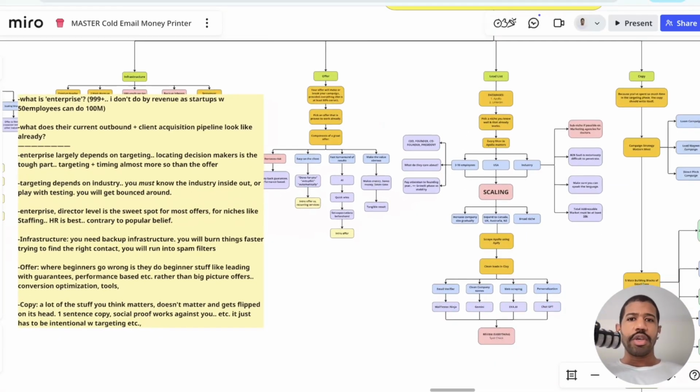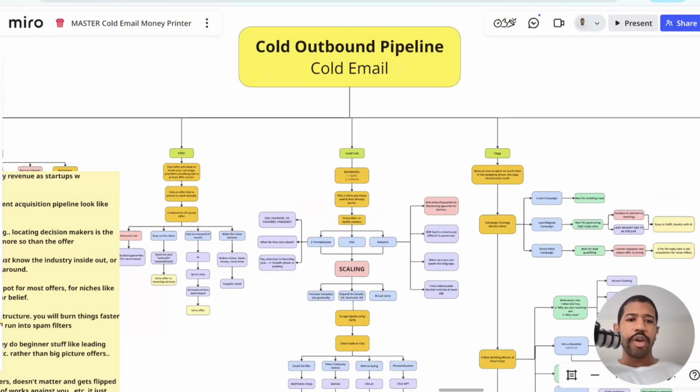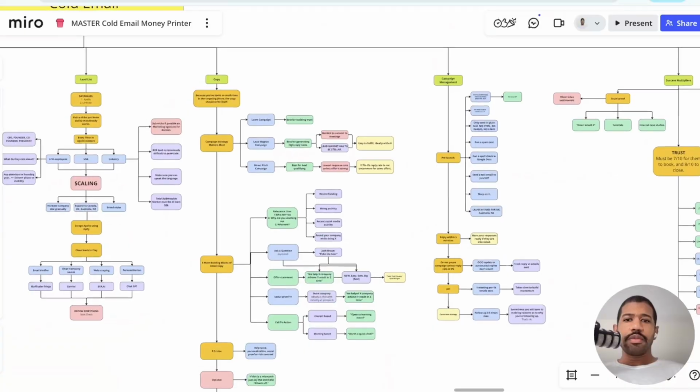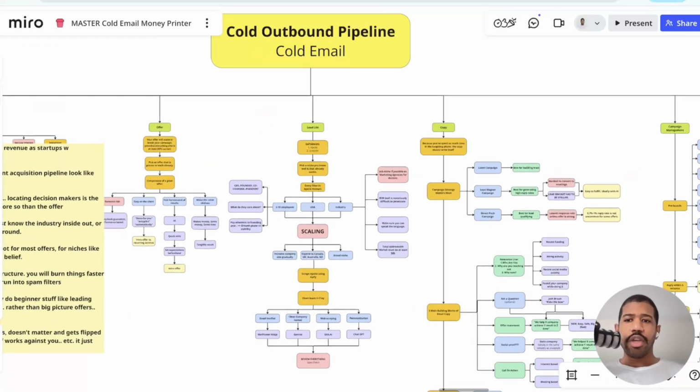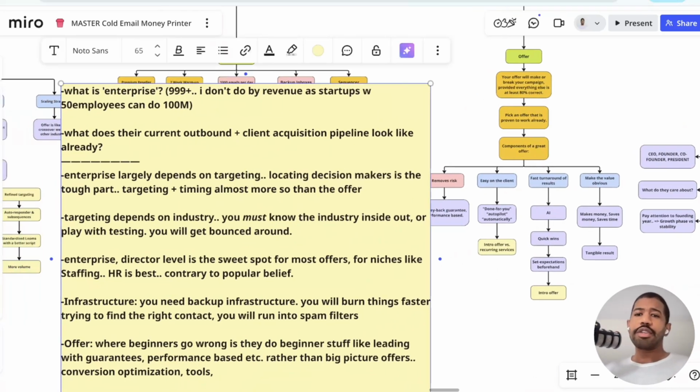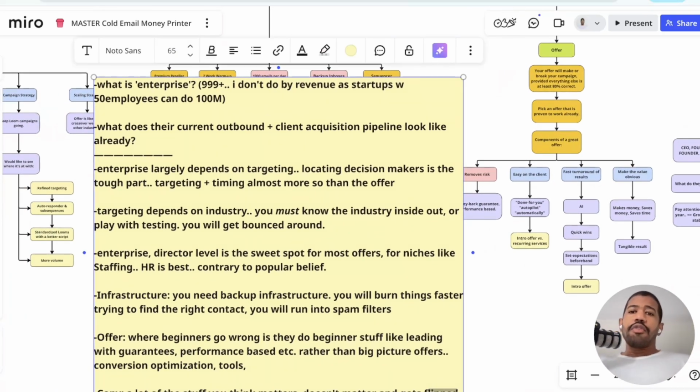So this is the cold outbound pipeline framework that I follow every time I build a pipeline specifically for cold email for a client of mine, and how I adjust it. So the first question I would be asking is, let's clarify what is enterprise, right? And again, why? Because these deals typically come from enterprise level companies.